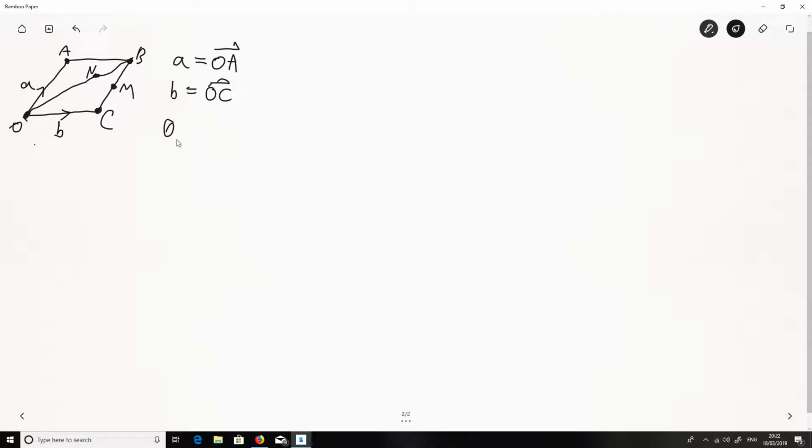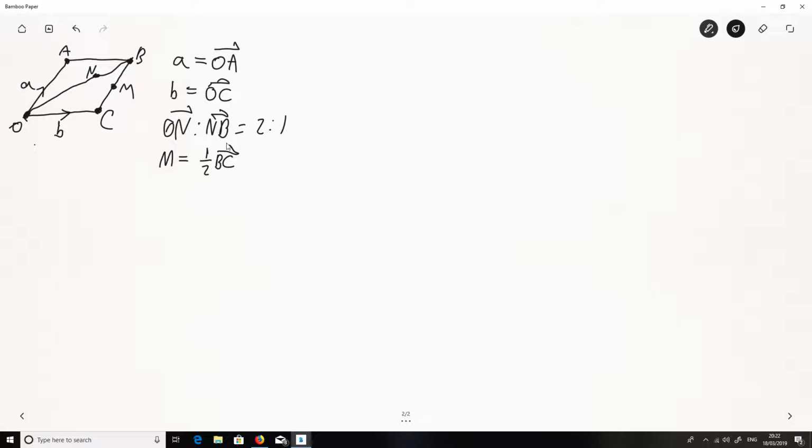So we also know that ON to NB is the ratio 2 to 1. So that means N is 2/3 of the way across, and then you've got 1/3 there. So this is all important information to know. I'll also write down that M equals half BC, like that. Okay, so that's all the information we're given in the question.